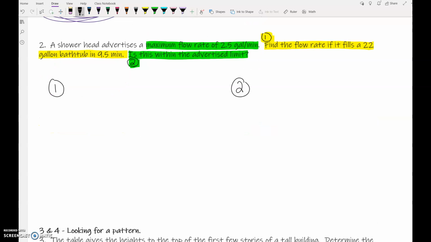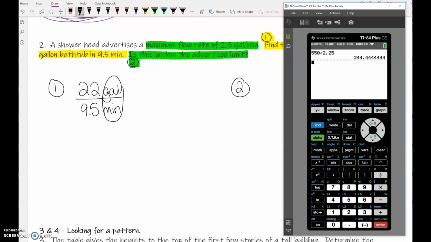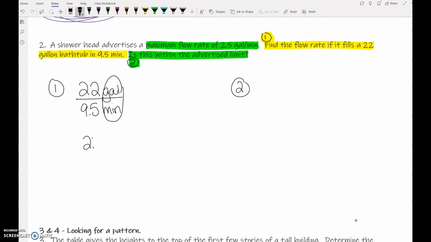Okay, it fills a 22-gallon bathtub in 9.5 minutes, and I see that this flow rate up above, it says 2.5 gallons per minute. So I'm thinking that I'm going to do 22 gallons. It did that in 9.5 minutes. If I divided 22 divided by 9.5, that would give me gallons per minute. So that's how I'm going to do this problem. 22 divided by 9.5, 2.32 gallons per minute.